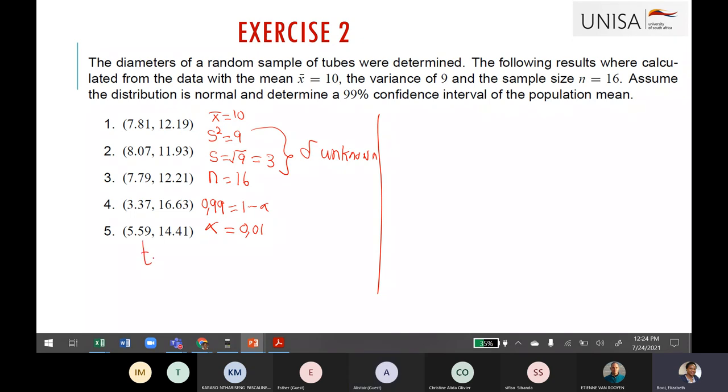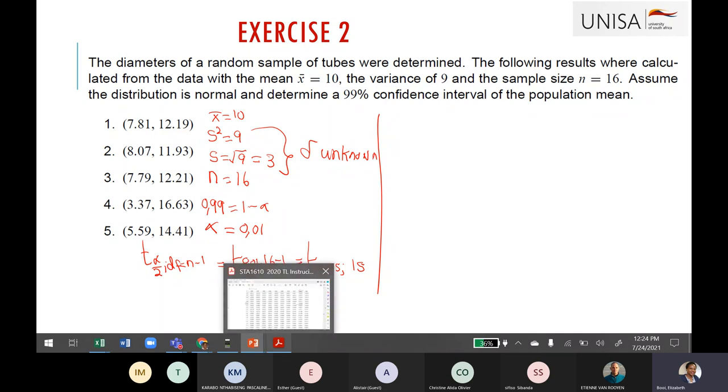So we need to use T alpha divided by 2 and the degrees of freedom, which is N minus 1. So T of 0,01 divided by 2, and the degrees of freedom, our N is 16 minus 1, gives us T of 0,005 and our degrees of freedom is 15. So we need to pay attention to the statements given.